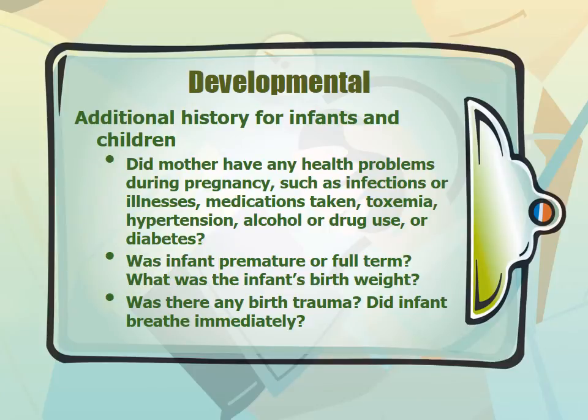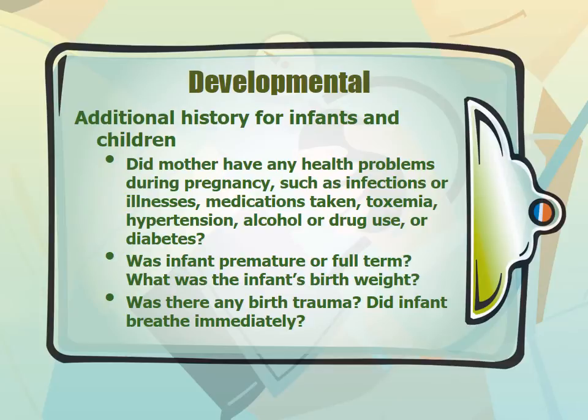Developmental, as far as infants and children are concerned. We want to know whether or not mama had any health problems while she was pregnant. Did she have any kind of infections or illnesses? What were the medicines that she took if she did? Whether she had toxemia, hypertension. Did she have high blood pressure during her pregnancy? Was she spilling protein into her urine, which actually resulted in her becoming preeclamptic or eclamptic? Alcohol or drug use, or whether or not she was diabetic.